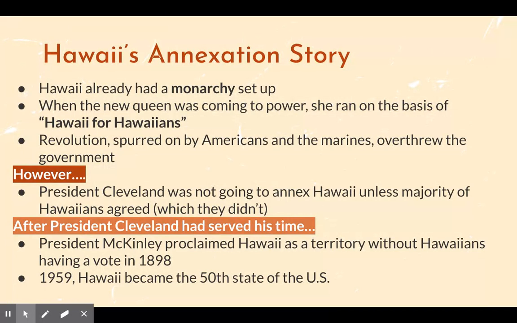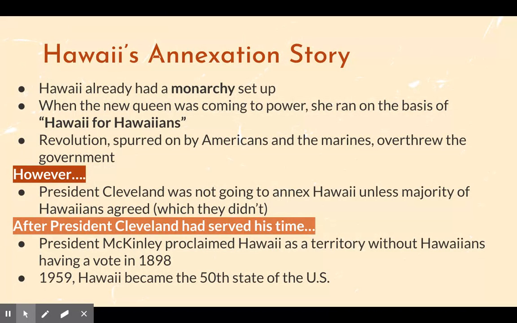Well, Cleveland ended his presidency. He served his time, and we got a new president. That new president's name is William McKinley, the most imperialistic president of all of them. McKinley, one of the first things he did was say, we're annexing Hawaii. Hawaii is now a territory, and the people in Hawaii do not get a vote. We have taken it over.